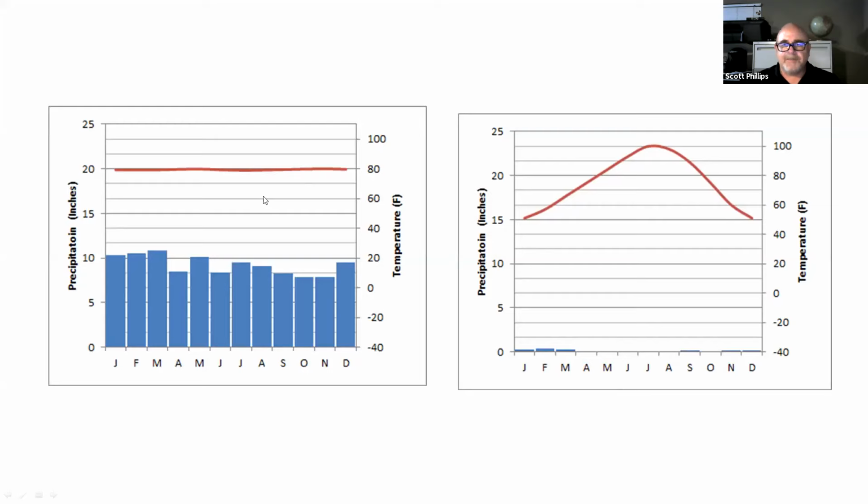Here's just kind of two extremes. This is a rainforest versus desert. And you can see the high amounts of rain, consistently high amounts of rainfall in the wet rainforest climate, and the very low amounts of rainfall in the desert climate.